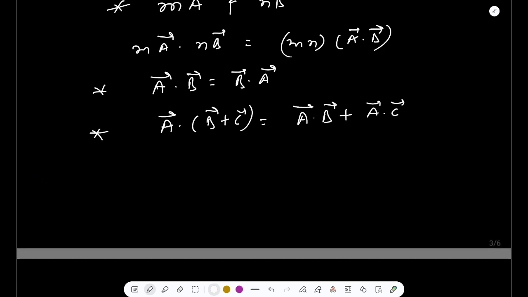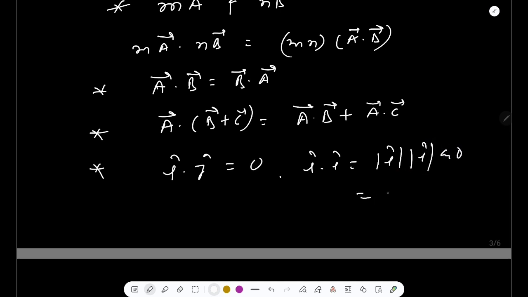And if you want to do more things, like finding the scalar product between unit vectors, suppose you want to find the product i dot j, this will be 0, since the angle alpha is 90 degrees now, which makes cos alpha equal to 0. And on the other hand, if you try to find i dot i, that will come out simply as modulus of i times cos 0, and that will be 1.